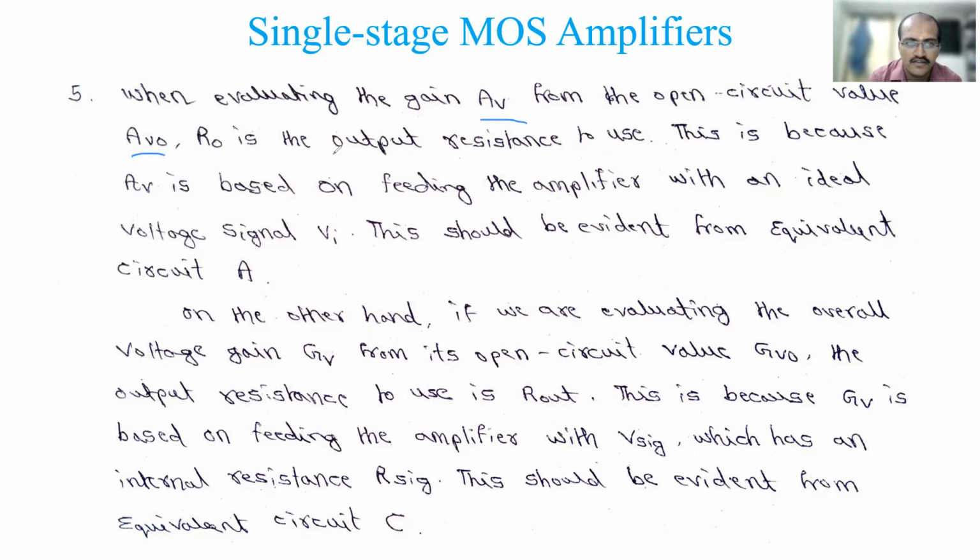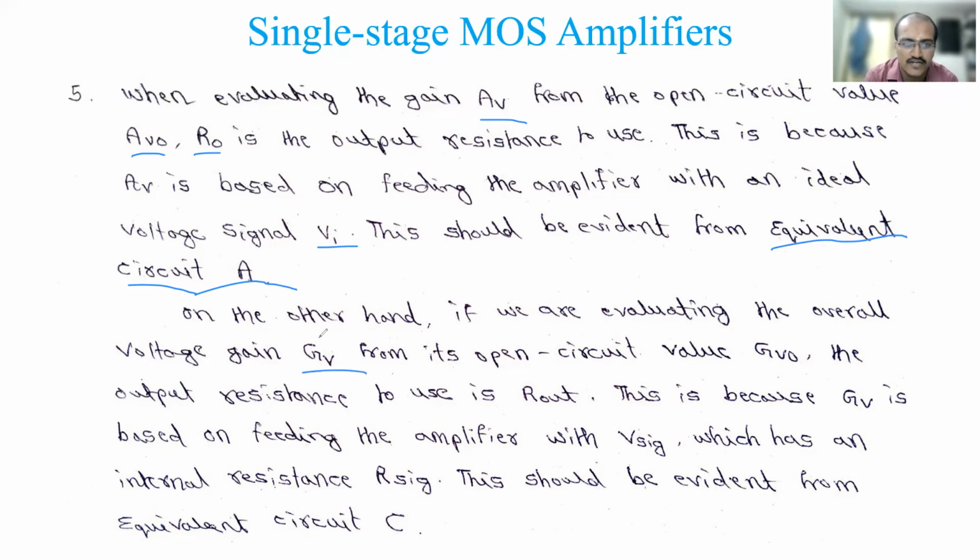In that case, when evaluating that, Ro is the output resistance to use. Why? Because Ro is not dependent on Rsignal. This is because Av is based on feeding the amplifier with an ideal voltage signal Vi. This should be evident from equivalent circuit A, if you have written down the notes, so it is visible to you.